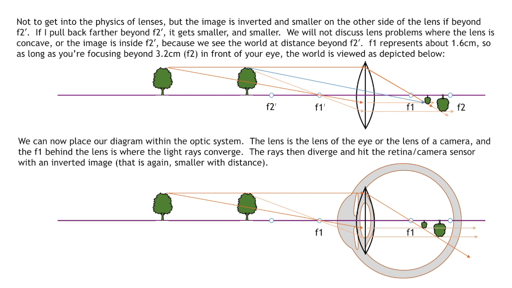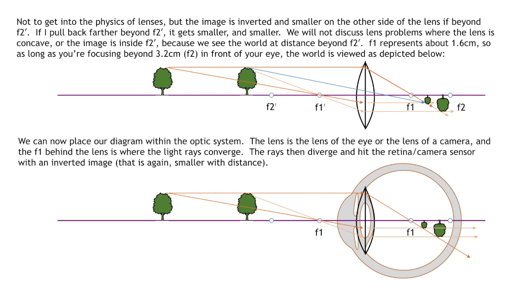So I don't want to get into the physics of lenses too much, but the image is inverted and smaller on the other side of the lens if it's beyond f2, or f2 prime in this case. So if the object is at a certain distance beyond f2 prime, then it will converge inverted on the back of our retina, somewhere between f1 and f2. So if I pull back farther beyond f2 prime, it gets smaller and smaller and smaller. This tree, as I move it out to the left, let's say, further and further, it's going to get smaller and smaller on the back of our retina. And you can see that effect as we have these two trees compared here. You can see how the further tree creates a smaller image.